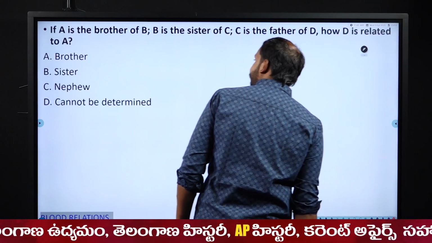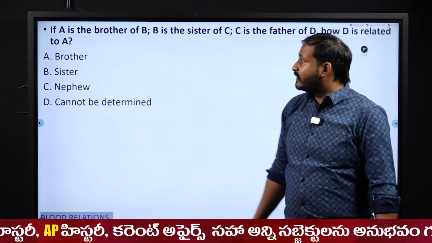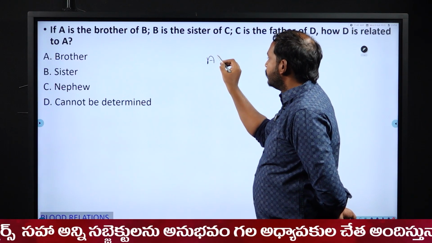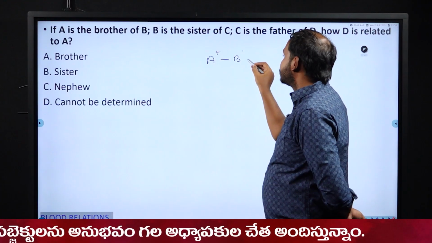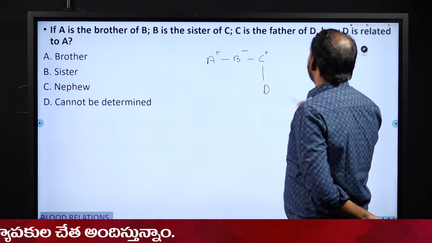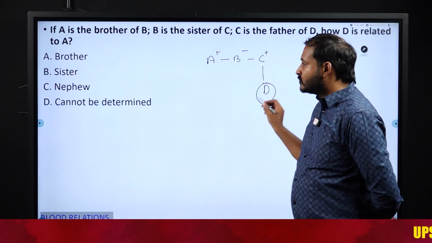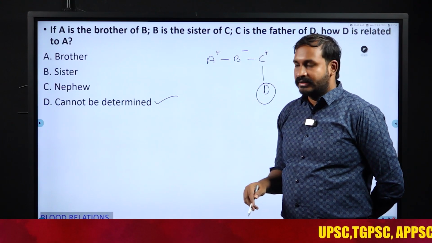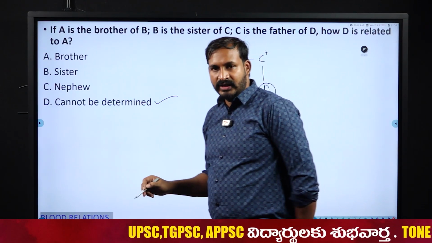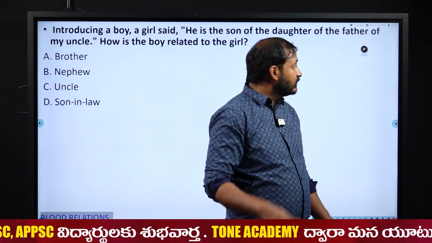Now see the next one. If A is the brother of B, this is the general question. If A is the brother of B, B is the sister to C, C is the father of D. Next, how is D related to A? Do I know the gender of D here? No. So our answer here becomes cannot be determined. How is A related to D means A becomes uncle, but how is D related to A we cannot tell here. Why? Because we don't know the gender of D here. This is the question of our general cases.